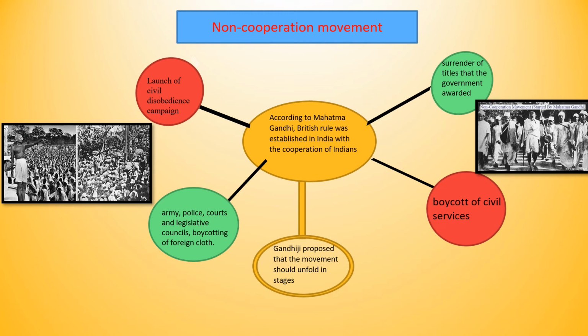Number 1, surrender of titles which were awarded by the British government. Boycott civil service, army, police, courts, schools, etc. Boycott foreign goods. Launch a full disobedience campaign if the government persists with repressive measures.